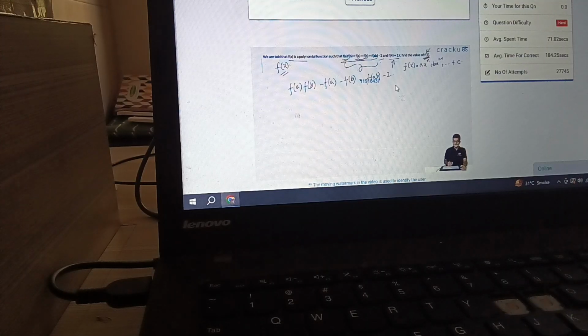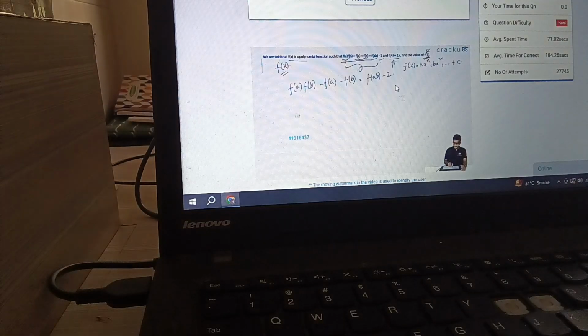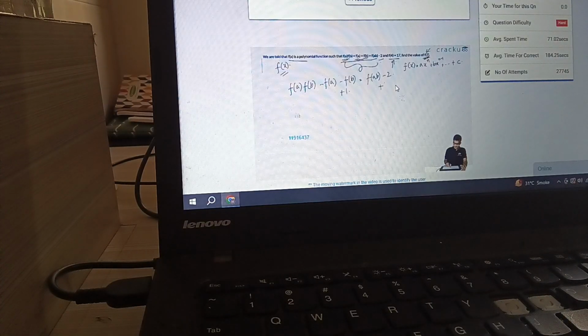Now if you add 1 to both the left hand side and the right hand side, the left hand side becomes (f(a) - 1)·(f(b) - 1), and the right hand side becomes f(ab) - 1.